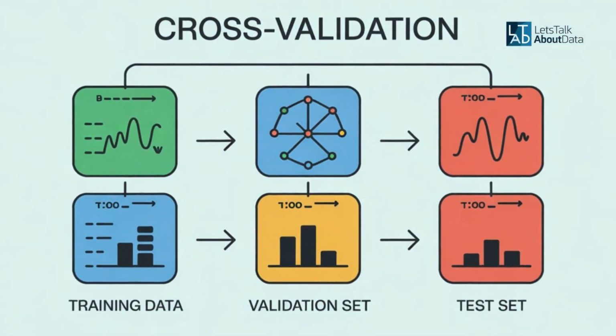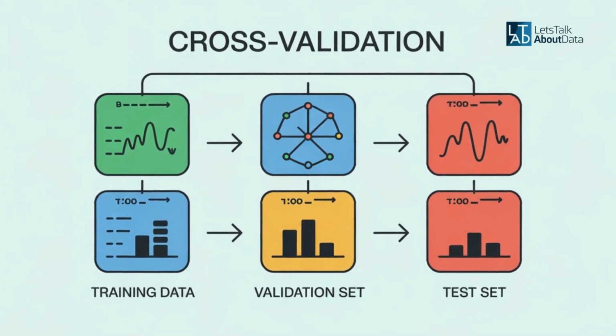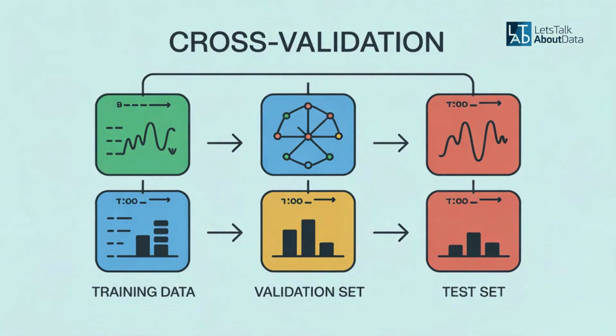What is cross-validation? Cross-validation is the technique used to assess how well a machine learning model generalizes to unseen data. K-fold cross-validation splits the data into K parts. The model is trained K times, each time using K-1 parts of the data and testing on the remaining part.